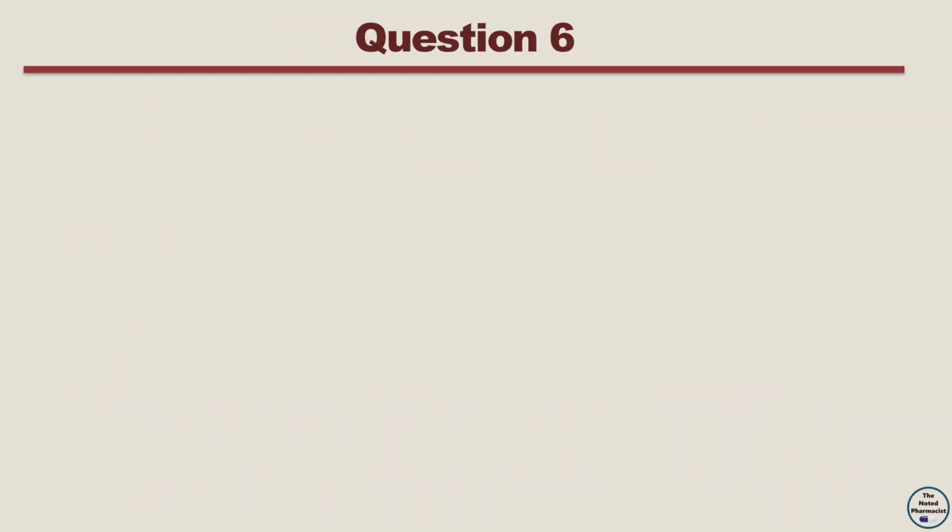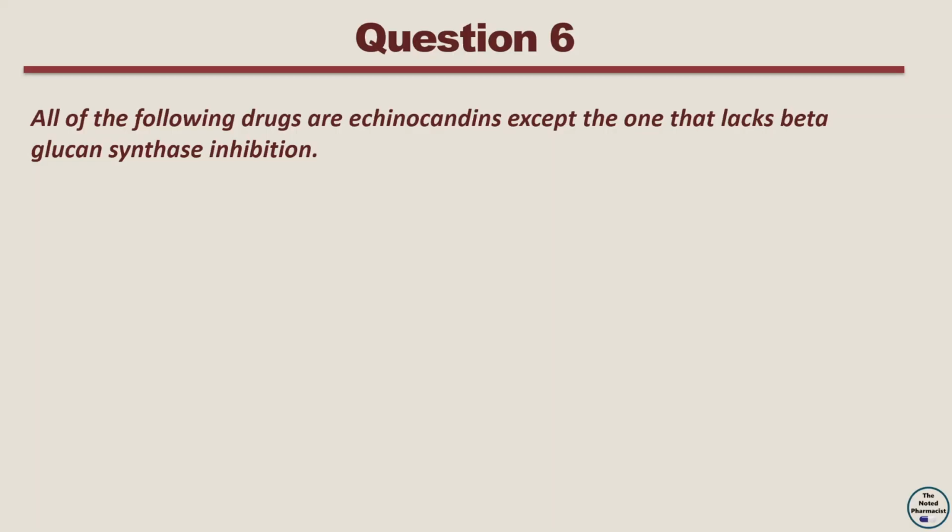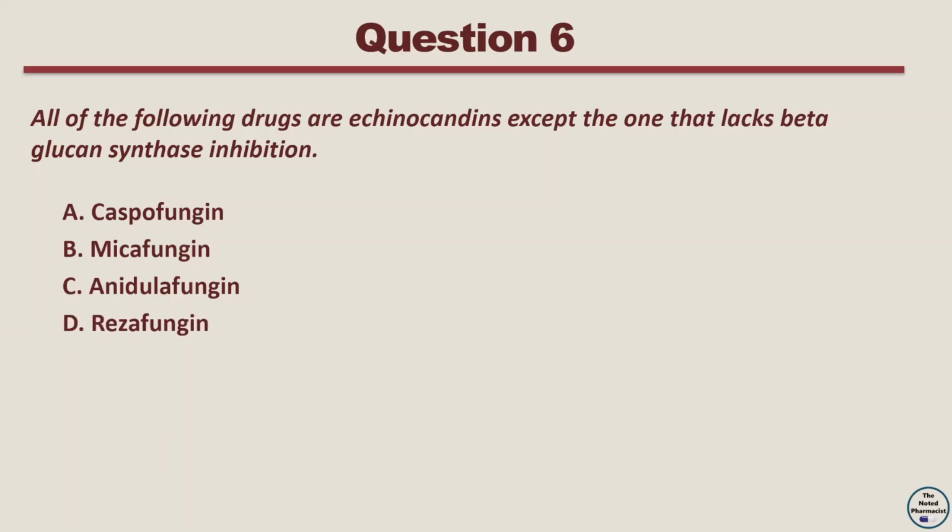Question 6. All of the following drugs are echinocandins except the one that lacks beta-glucan synthase inhibition. Option A. Caspofungin. Option B. Micafungin. Option C. Anidulafungin. Option D. Rezafungin. Option E. Flucytosine.